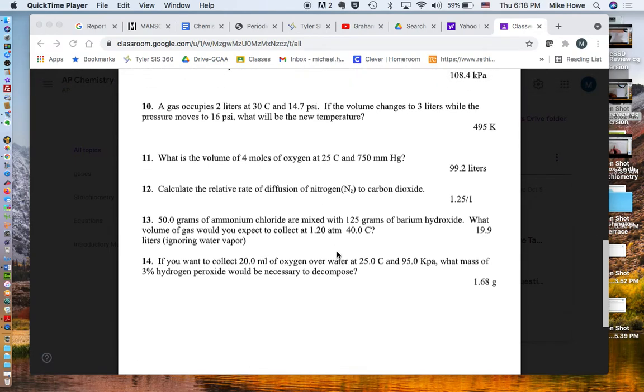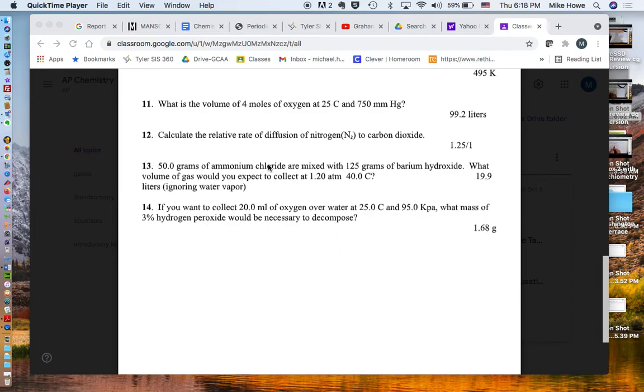And now talking about the last couple problems, we have ammonium chloride combining with barium hydroxide. So this is a limiting reactant problem. So you're going to find which one, write your equation, of course, 2 NH4Cl, plus barium hydroxide, Ba(OH)2, and go ahead and finish that equation, balance it. Notice it says ignoring water vapor, so that makes it easier.